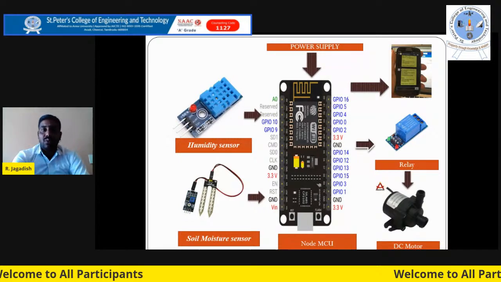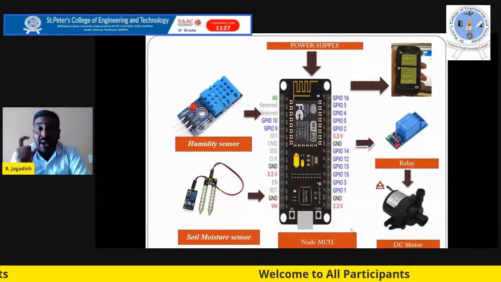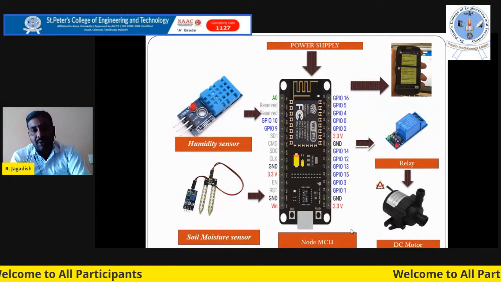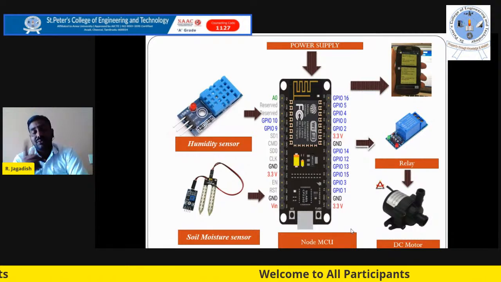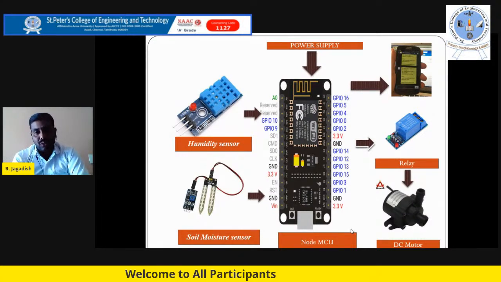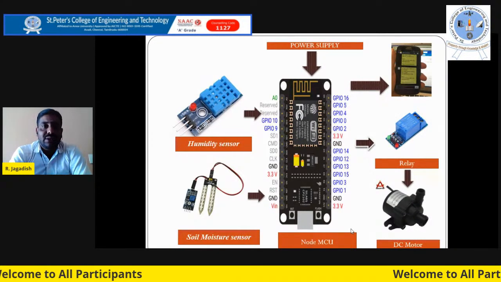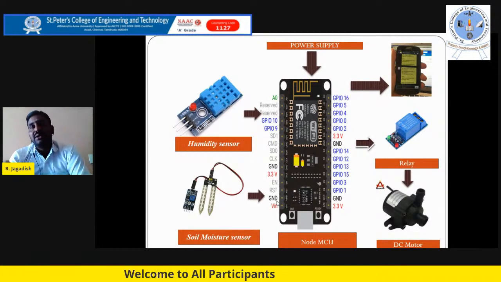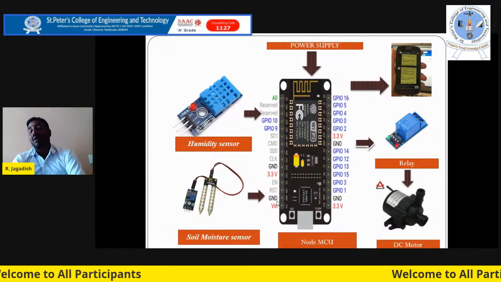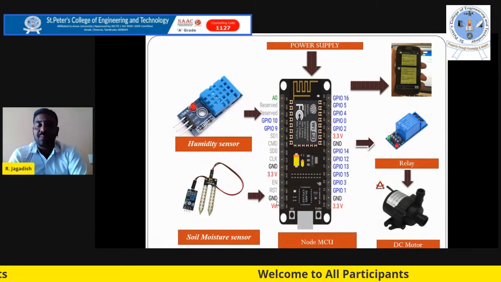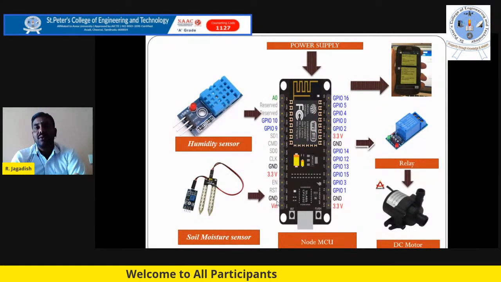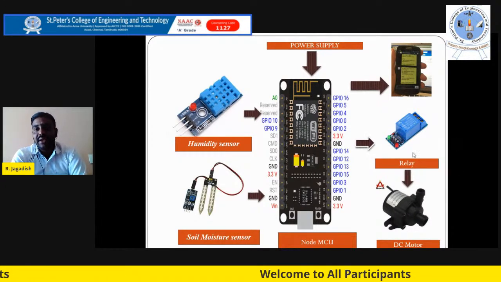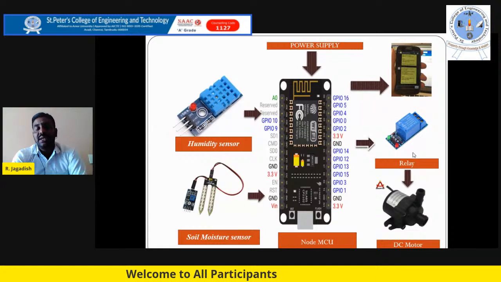Okay, Node MCU. Node MCU is one type of microcontroller. Arduino depends upon the Wi-Fi module, so we can use either Arduino and Wi-Fi or Node MCU. Okay. So next we are using two sensors, humidity sensor and soil moisture sensor, and we are giving the power supply. Either we can use the wire connection or we can use the solar panel. So next, through the relay and DC motors, we can use the water pumps.